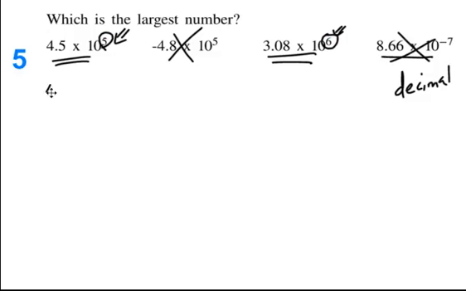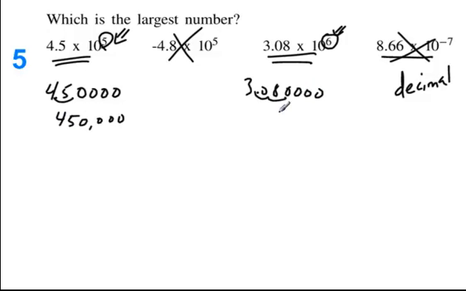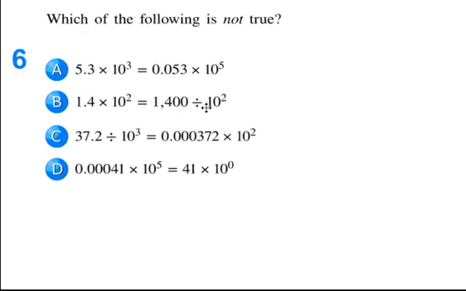Yeah. Just to prove it to you, 4.5, move it 5 places, so that'd be 4 zeros. 3.08, move it 6 places, so 4 zeros. Okay, so that's 450,000. And that's 3,080,000. So if you needed to, you would put them in standard form and check. So that one's bigger. Number 6, which of the following is not true?